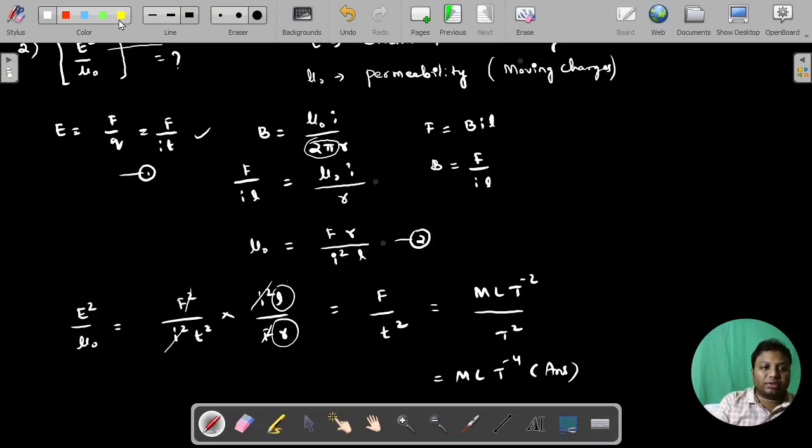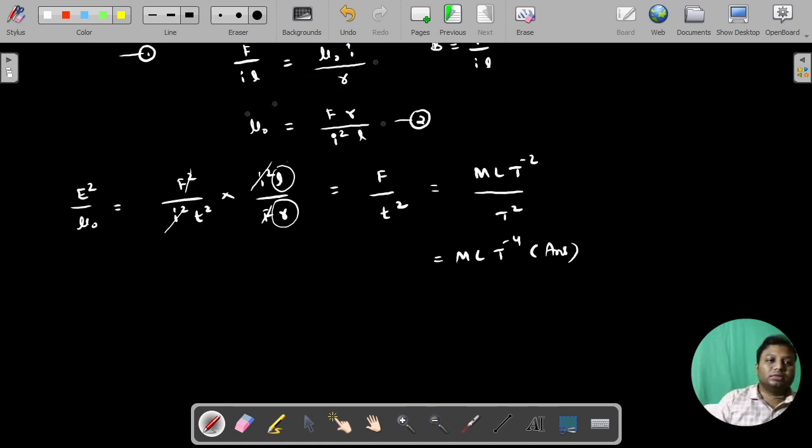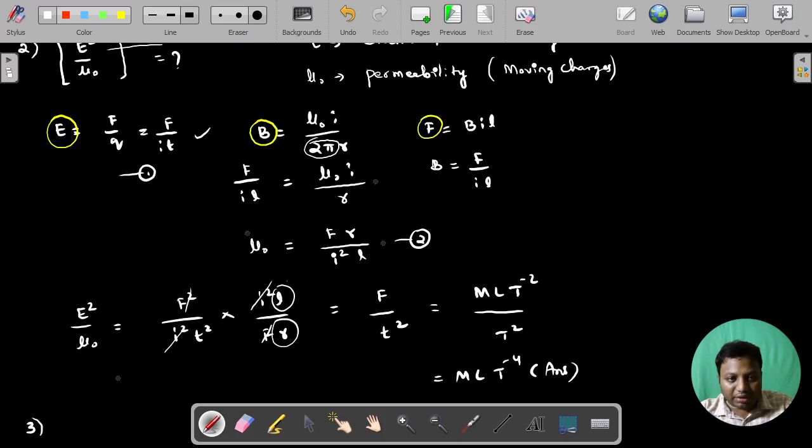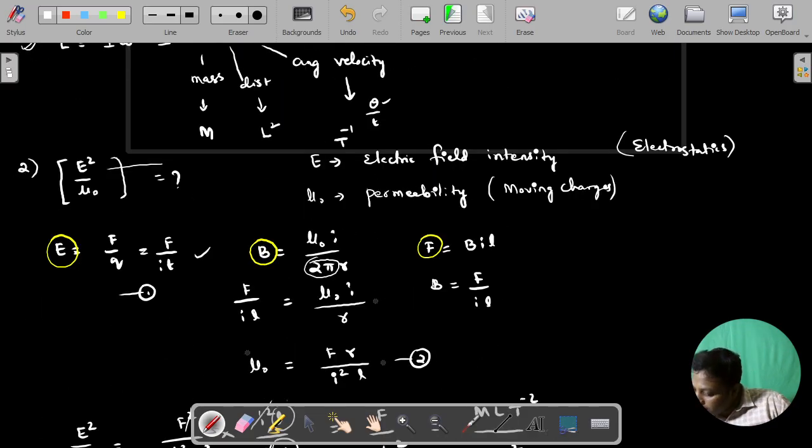So this involves a formula from electrostatics, E equal to F by Q, a formula from moving charges, mu naught I by 2 pi r, and one more formula for moving charges. So by using these three formulae we solve the problem. Okay. We shall see one more question. The problem which I had discussed right now was asked in the year 2020. This is a 2020 previous year EAMCET question.